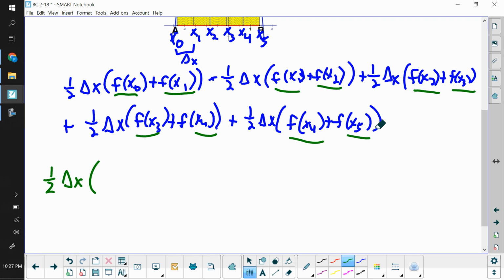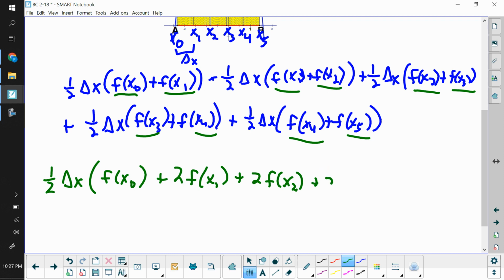The f of x0, that's the only one of them. But the f of x1s, we have 2 of them, and that's because that y value is used in both the first trapezoid and the second. The f of x2s, we have 2 of them. The f of x3s, we have 2 of them. The f of x4s, we have 2 of them.